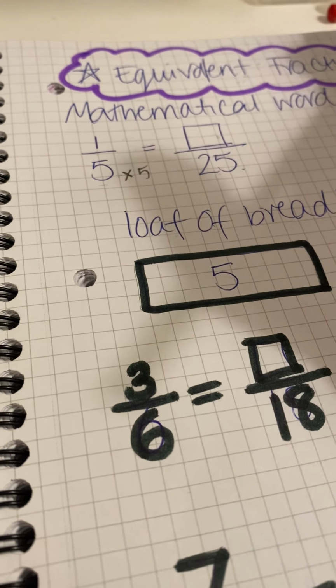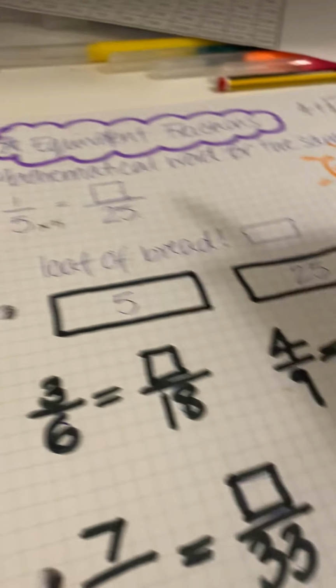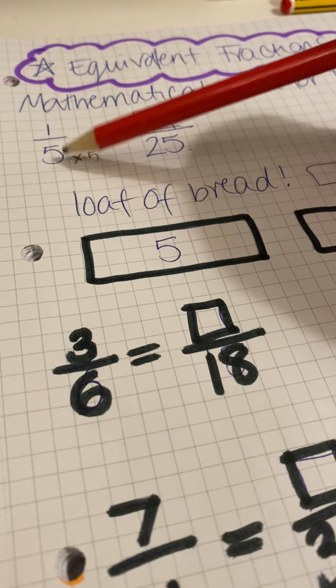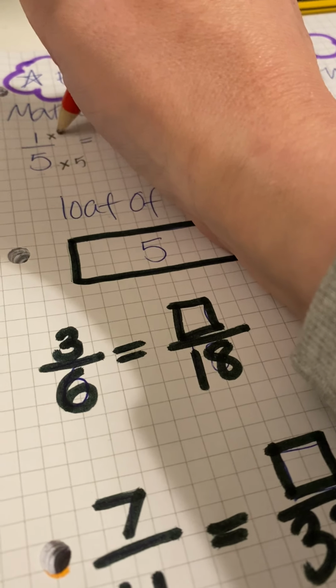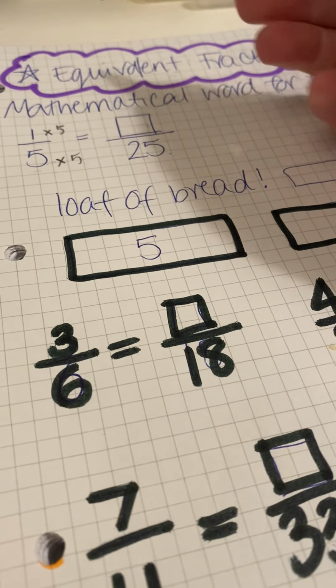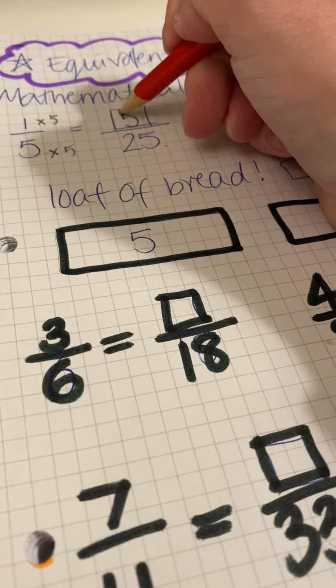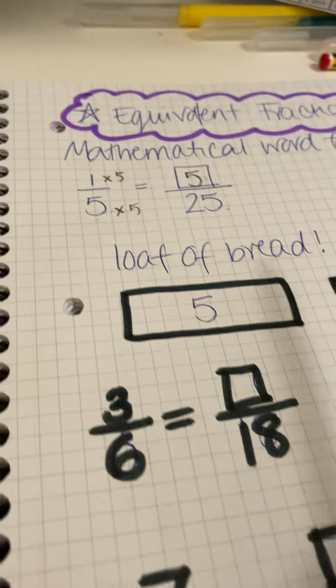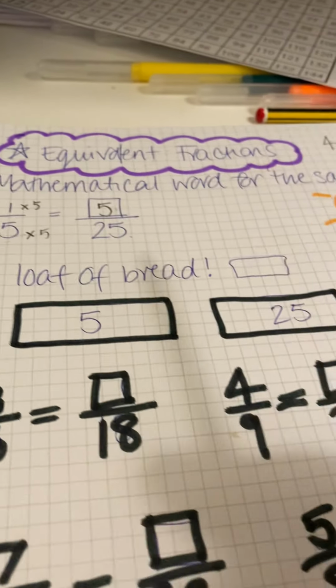Now they're very jealous. We go back to our golden rule. We have to do the same to the top. If we times the bottom by 5, you also have to times the top by 5, which would mean our answer is 5. Loaf of bread. Have I lost my mind?